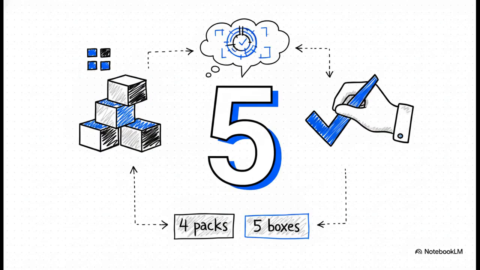And the second number is 5. We divide our common multiple of 120 by 24. And that gives us 5 boxes. Stating 4 packs and 5 boxes completes the primary answer key for the whole question.